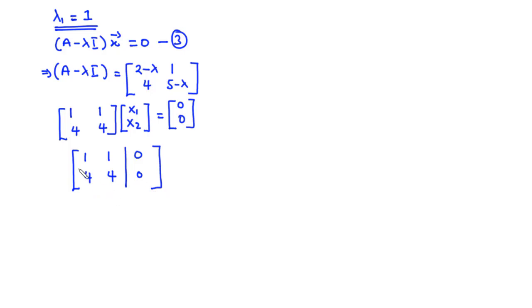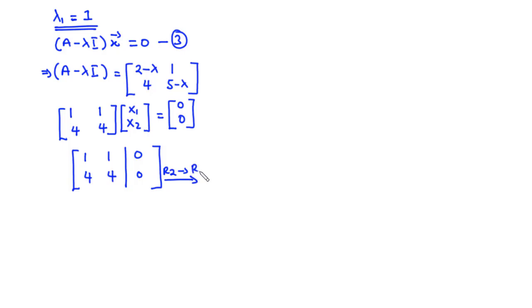Now let's try to perform elementary row operations on this matrix to convert this augmented matrix to the row echelon form. By this, we are going to make sure that this value goes to 0. Now we are going to perform the operation on row 2, and the operation is we are going to multiply row 1 by 4 and subtract that from row 2.